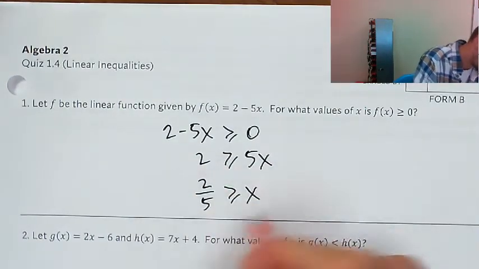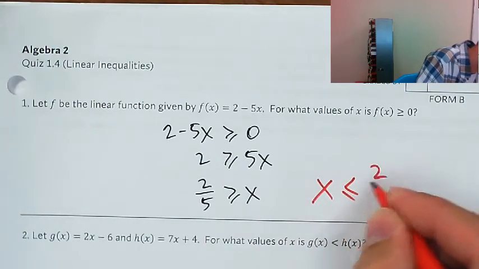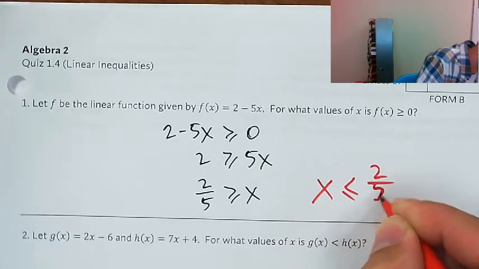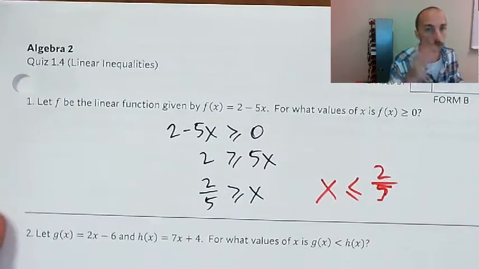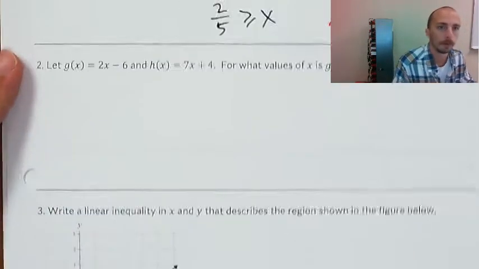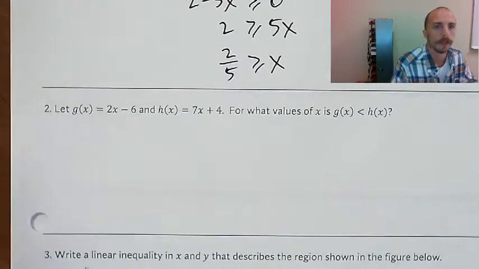But we need to also be aware that this is the same inequality as x is less than or equal to 2/5. Uh-oh, that was pretty ugly, but you know what I'm saying. x is less than or equal to 2 over 5. All right, move on. Get that out of sight.